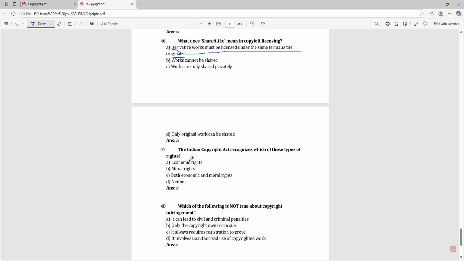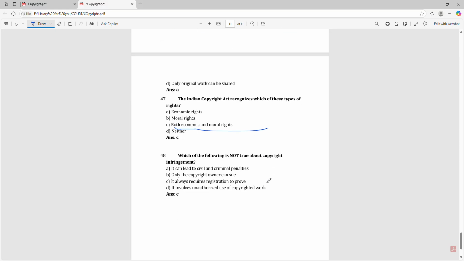The Indian Copyright Act recognizes which of these types of rights? That is both economic and moral rights. Which of the following is not true about copyright infringement? That is, it always requires registration to prove.